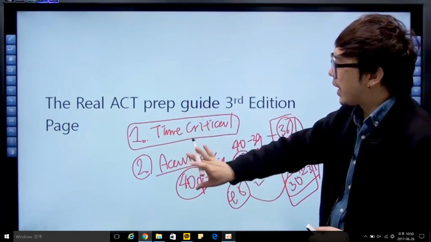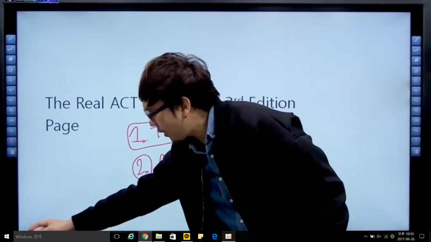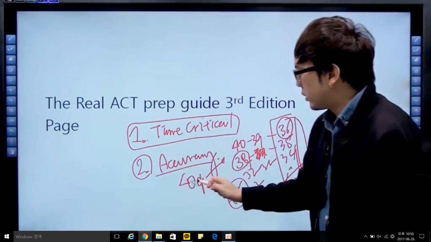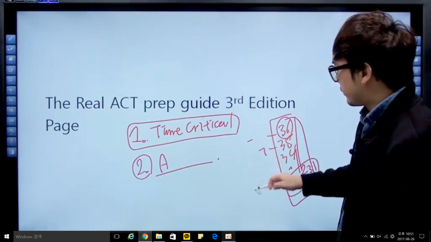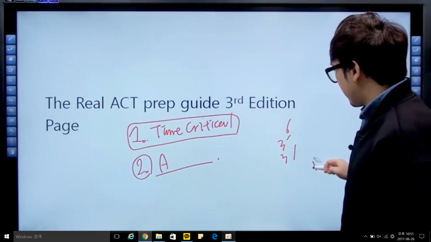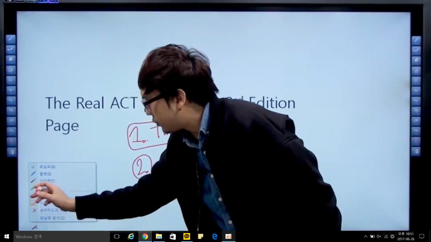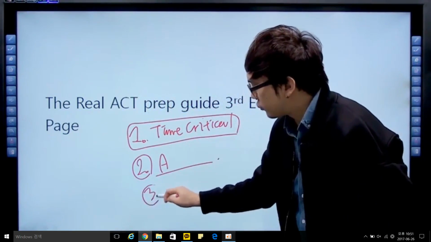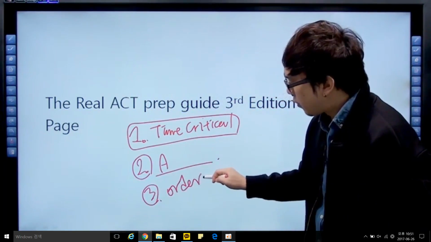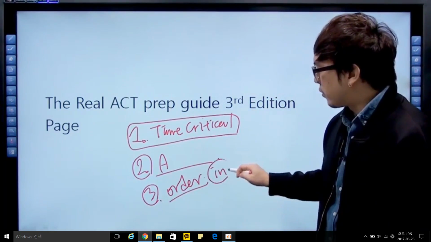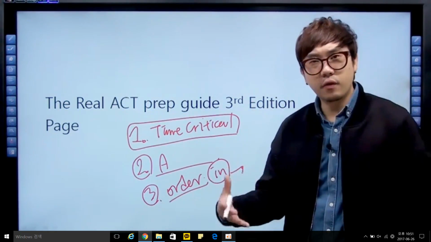So time criticalness and the accuracy part of it. And then the third thing that we're going to take a look at would be the order in which you're solving the questions for the passages.